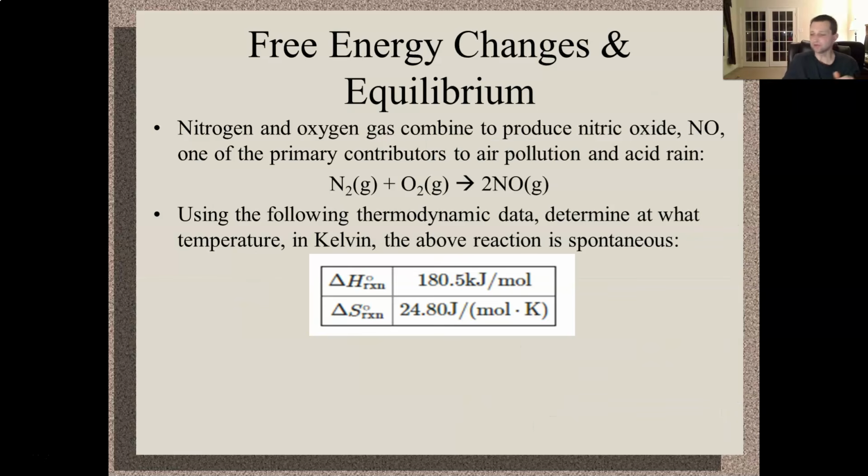Okay, here's the last one. It's just going through another little setup like this to figure out ultimately an equilibrium constant. So we have N2 plus O2 yields 2NO. And I want to use the following thermodynamic data to determine at what temperature in Kelvin the above reaction is spontaneous. So this is not really new, but it's a way to approach this problem here.